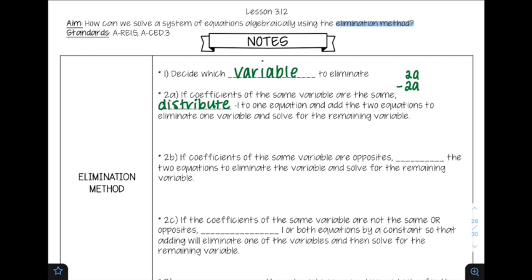In the second scenario, we have coefficients of the same variable that are opposites, and then you're going to add them. This is kind of skipping that first step. If you already have the coefficients set up as a positive and a negative, you just have to combine them. You don't have to distribute that -1 to the entire equation or to one of the equations.